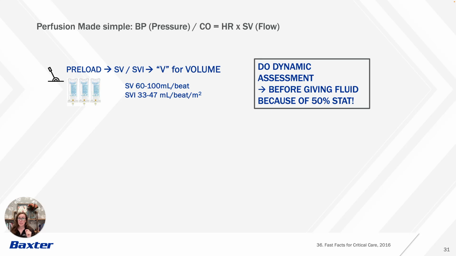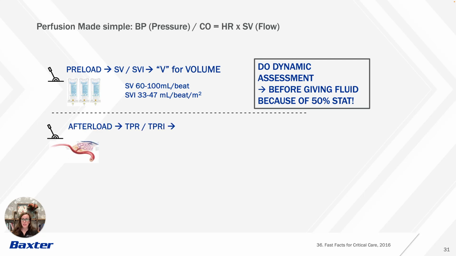We know that fluid is an independent predictor of mortality, and we know that fluid overload is going to increase complications for patients. There are all those things we want to keep in mind prior to pulling the preload lever. We want to go ahead and do that dynamic assessment. Another way that we can help maximize perfusion in our patient is by looking at their afterload. Afterload is working after the heart with downstream blood flow. That's what it's called, afterload.